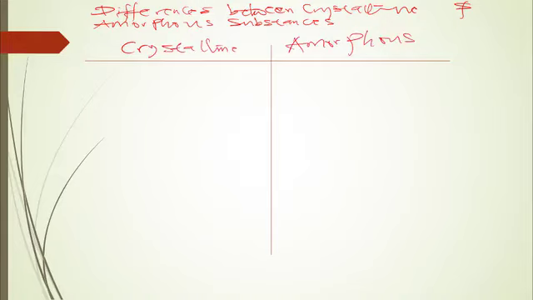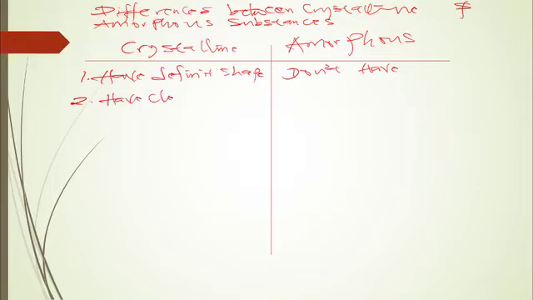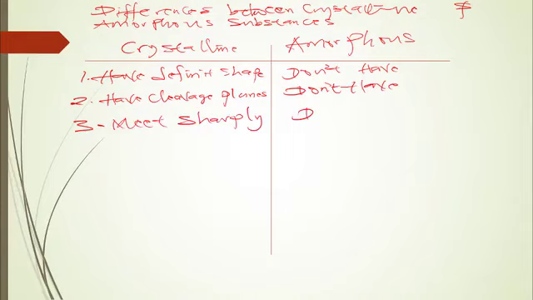Well, when we talk about crystalline substances, like I said earlier, the first one is that they have definite arrangement. They have definite shape. Here, they don't have a definite shape. And then the second one is that the crystalline substances have cleavage planes, and these ones also don't have cleavage planes. The crystalline substances melt sharply at definite temperature, whereas these ones don't melt sharply at definite temperatures.